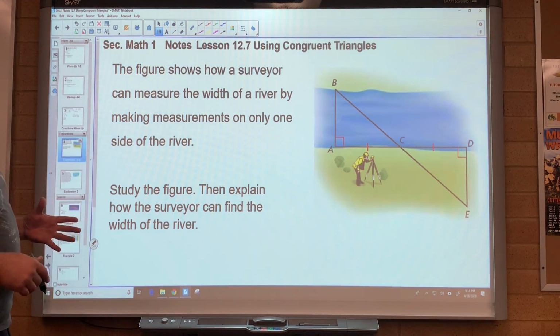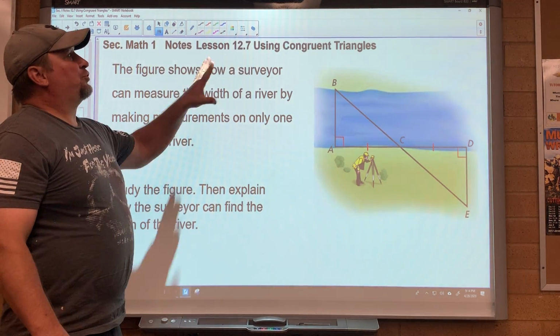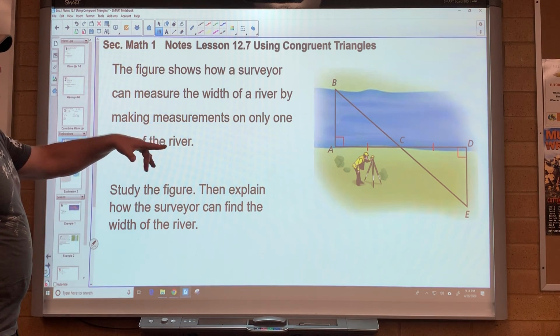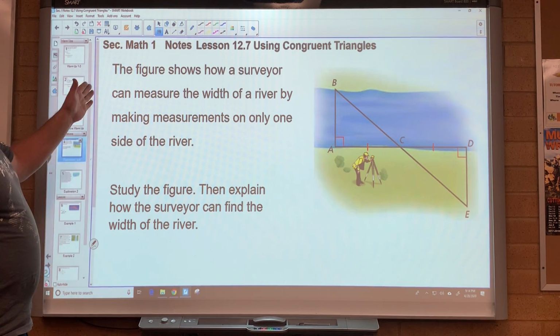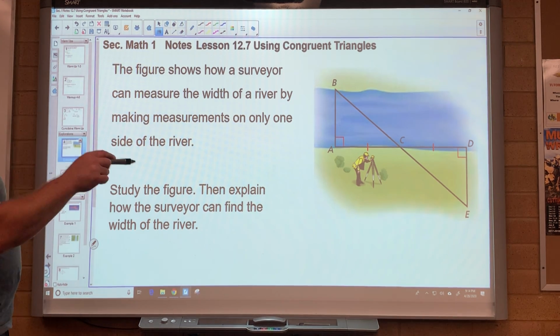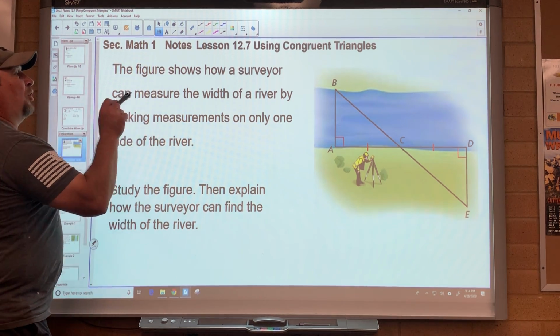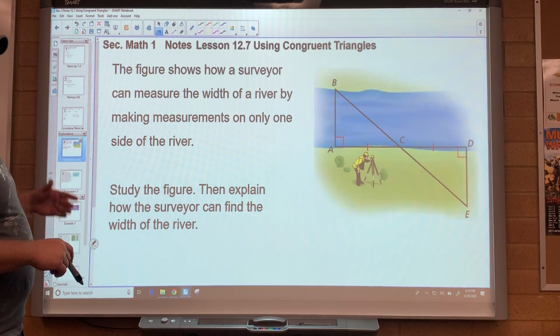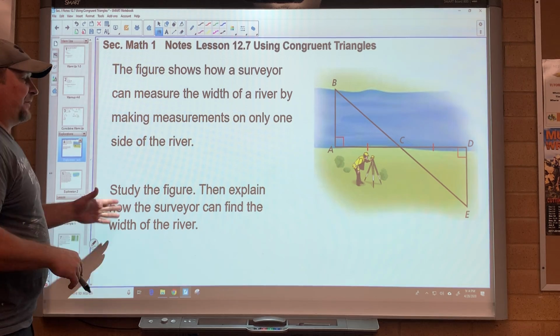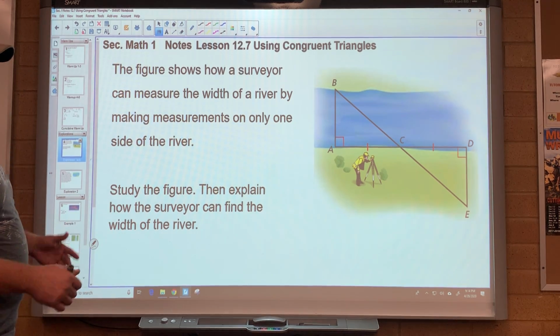All right, the lesson itself. Using congruent triangles. We're going to use information we know about congruent triangles to help us solve problems. Let's take a look at what this surveyor is doing. It says the figure shows how a surveyor can measure the width of a river by measuring only one side of the river. Study the figure, then explain how the surveyor can actually do this.